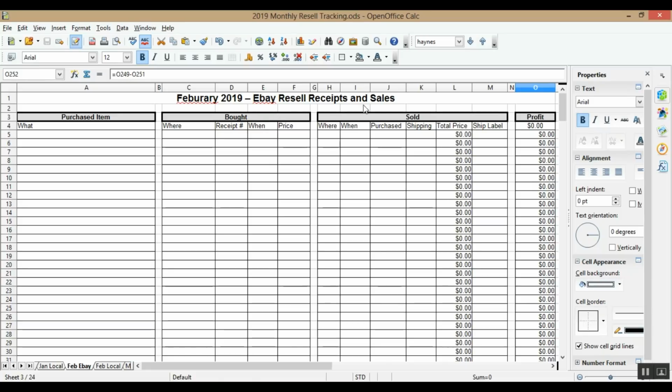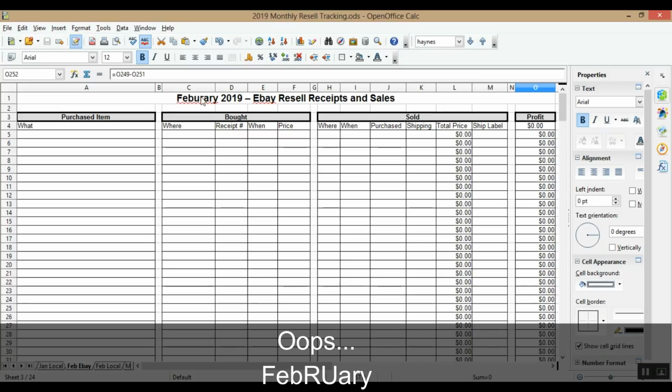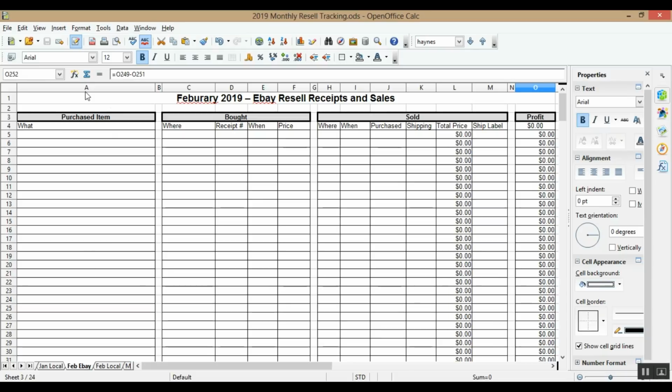I just call it eBay resale receipts and sales. Each month the month changes, but this part looks the same. Over here in this column, I write down exactly what I bought. Then I have a little gap, and over here is all the details: where I bought it, the receipt number if I wrote it down in a receipt book, which I'll explain in a minute, the date, and how much I bought it for. Then another space, and when it sells, I write it all here. So it'd be eBay on this date, the person paid this much, they paid this much shipping, or if it's free shipping, that turns into a 0. This adds these two squares together automatically for me.